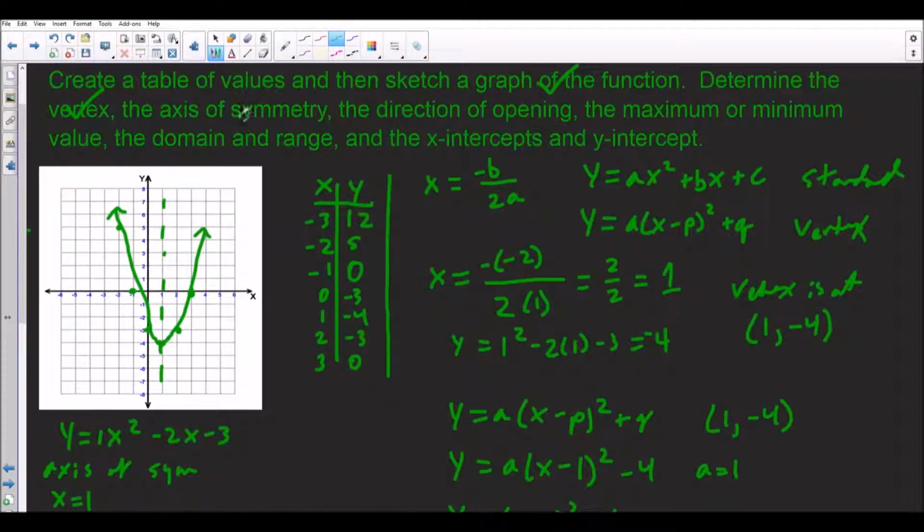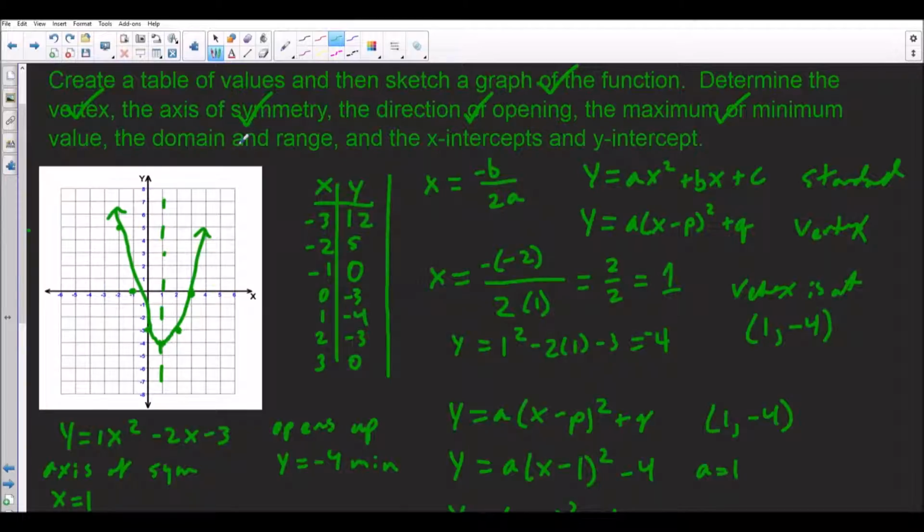And what else do we need to find? The direction of opening. Okay, that one's easy. It opens up. The maximum or minimum value, all that is saying is, if it opens upward, then it has a minimum value of y is equal to negative 4. If it opened the other way, like this, we'd say y has a maximum value of negative 4. Those ones are pretty simple to do.